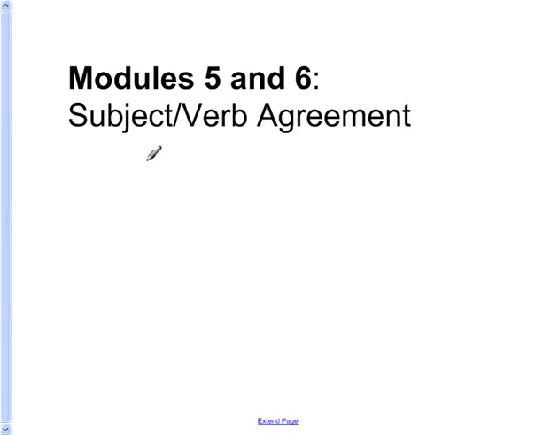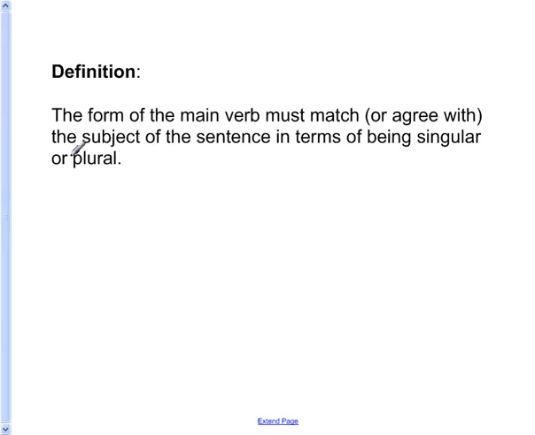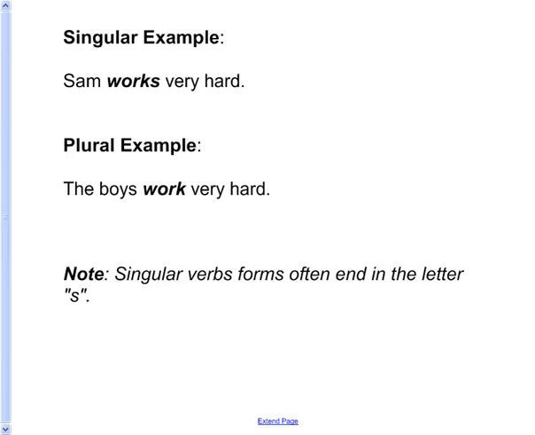Modules 5 and 6, subject-verb agreement. First, let's define what we mean by subject-verb agreement. The form of the main verb must match or agree with the subject of the sentence in terms of being either singular or plural. Let's look at some examples.